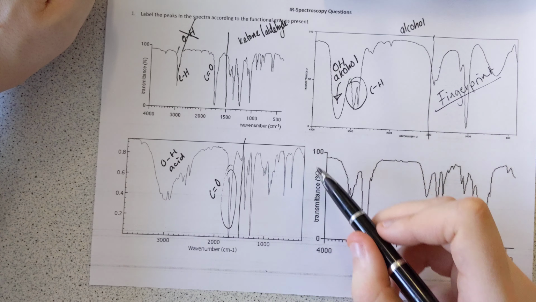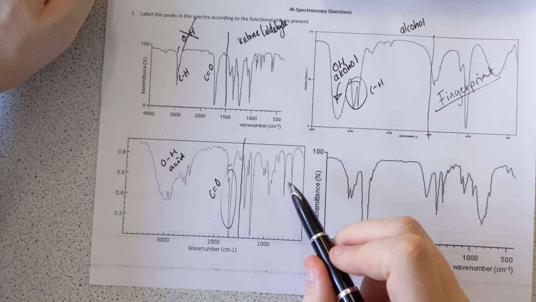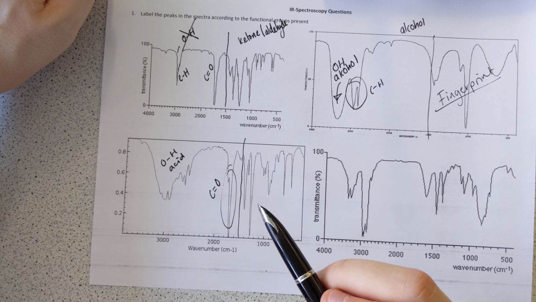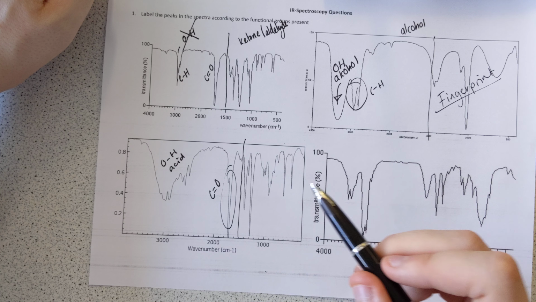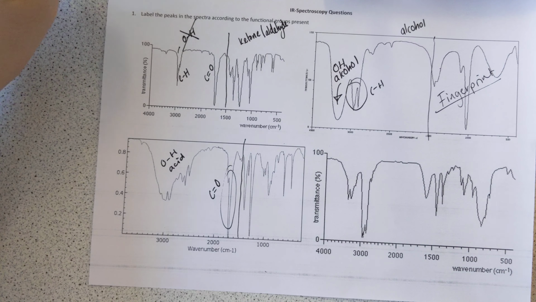If I had access to a database, I'd be able to match up these peaks in the fingerprint region. I'd be able to identify which exact carboxylic acid it is. So is it ethanoic, propanoic, butanoic?